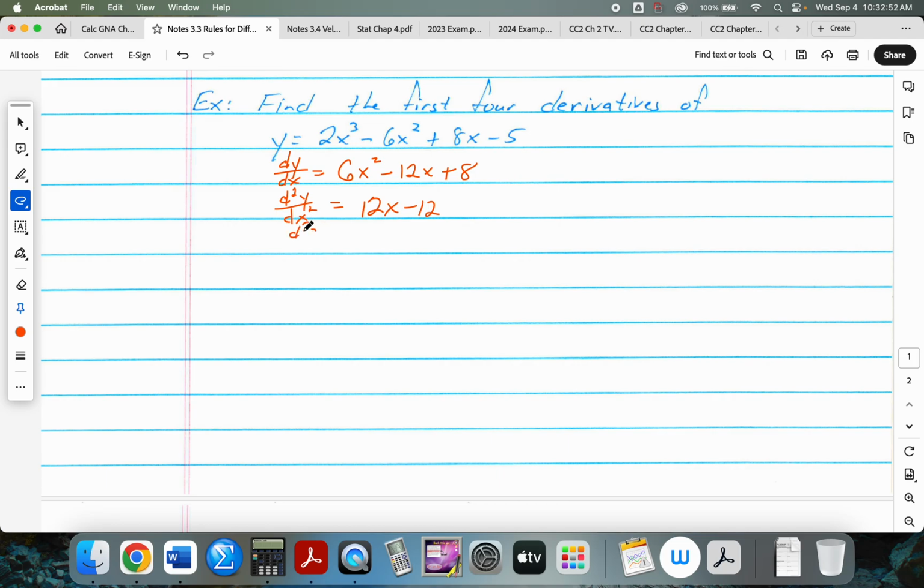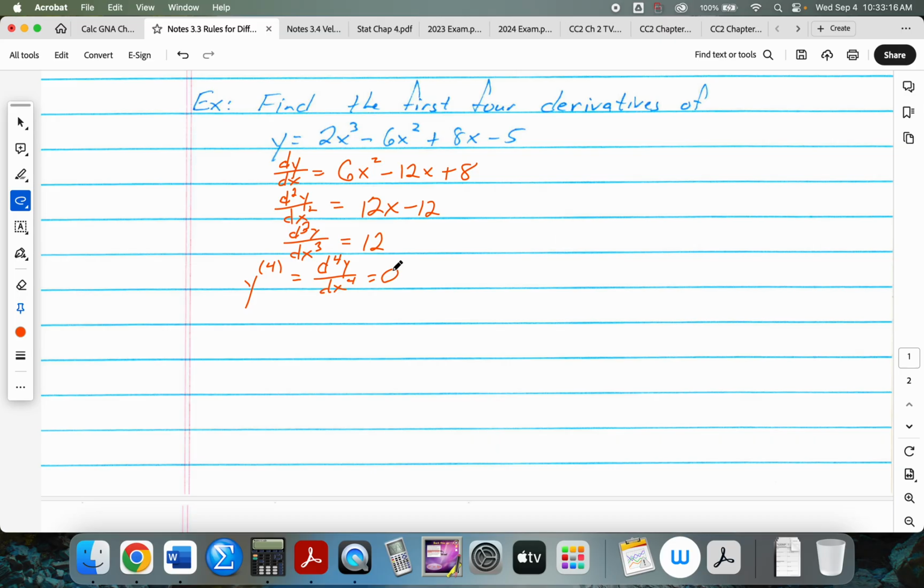The third derivative of y with respect to x is equal to just 12. And just so we get y super 4, or the fourth derivative of y with respect to x, all four times, is 0.